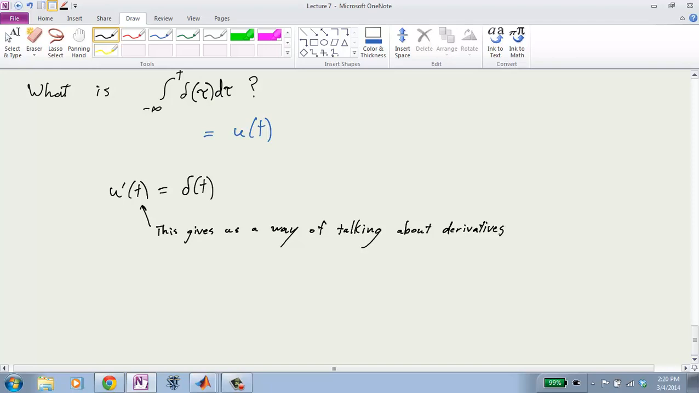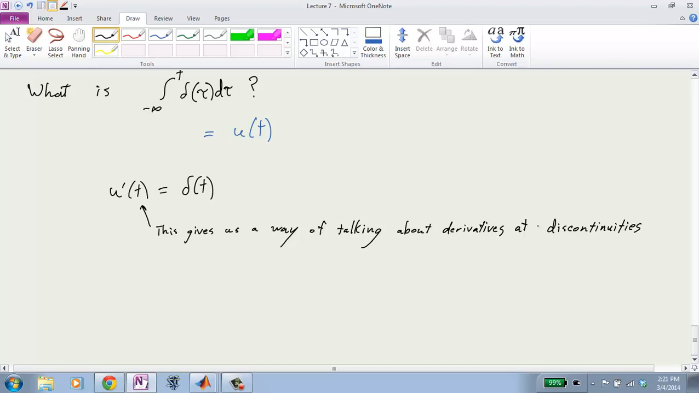There's probably always another way to go about doing whatever you would do with this property, but it may be convenient anyway to think of it this way. Okay, so it turns out you can actually have a lot of fun with this. You can define a derivative of a delta function.